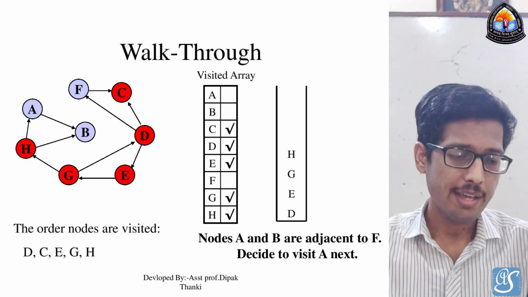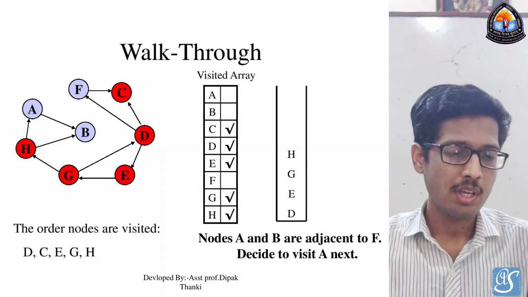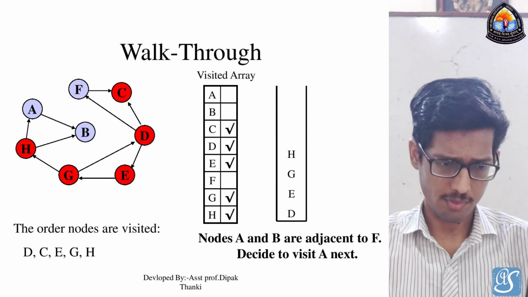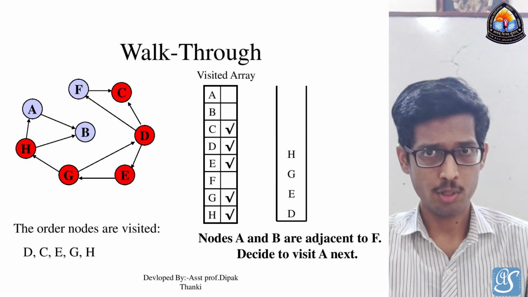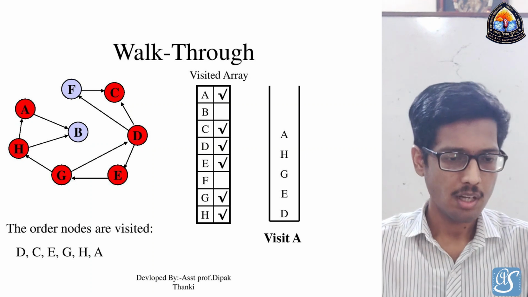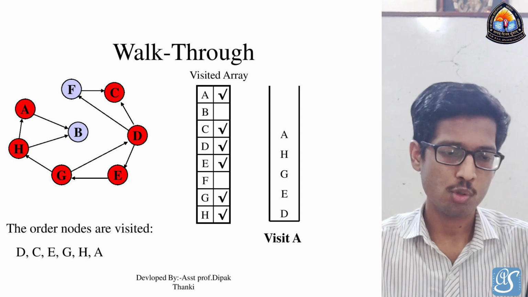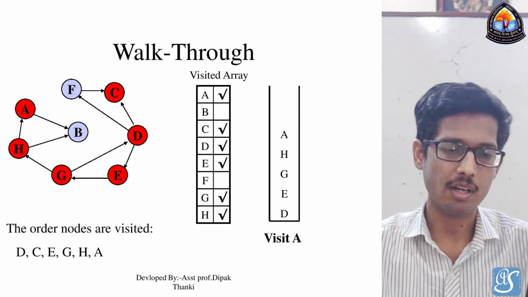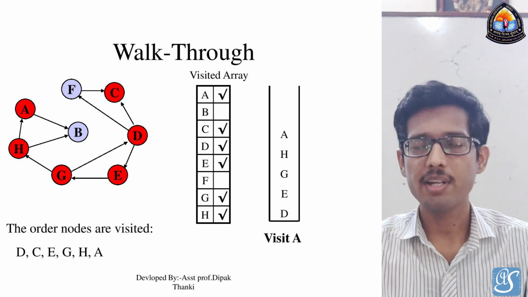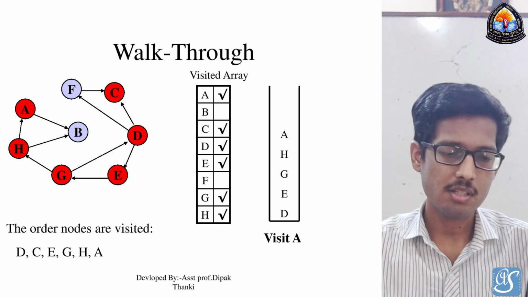Here you can see H has two adjacent elements, A and B, in which we have to follow one rule, the alphabetical rule. So that's why we will give first priority to the alphabetical letter A. Here you can see we first highlighted node A, and ticked it in the visited array. Then we insert the element, or push it, in the stack.